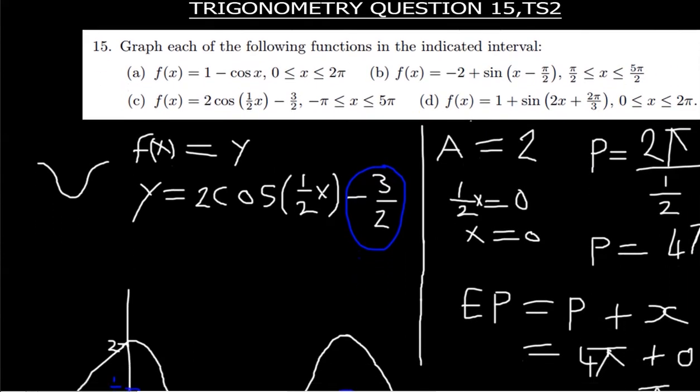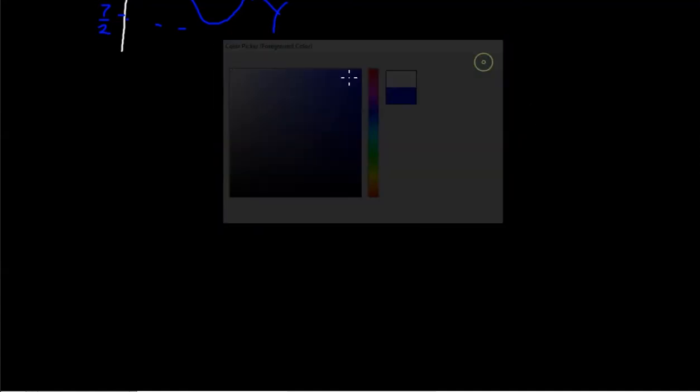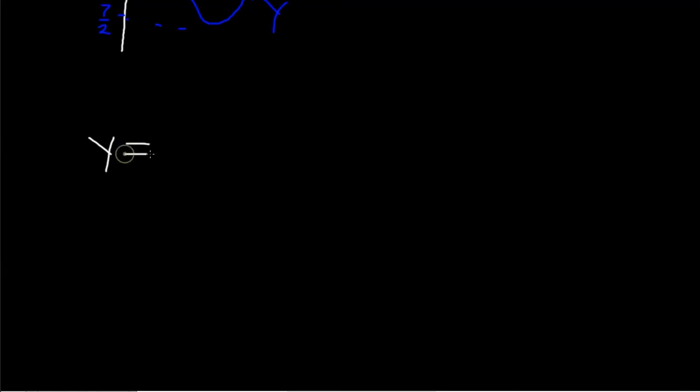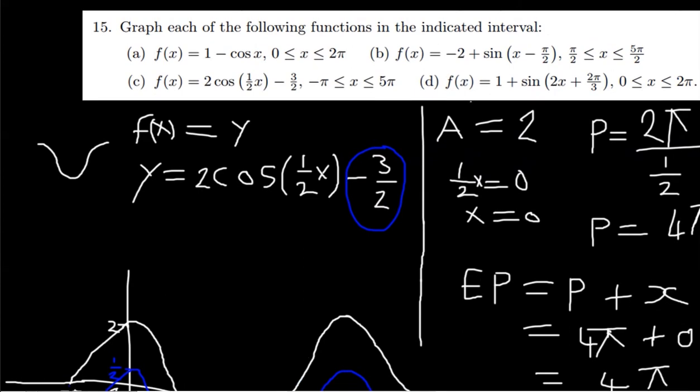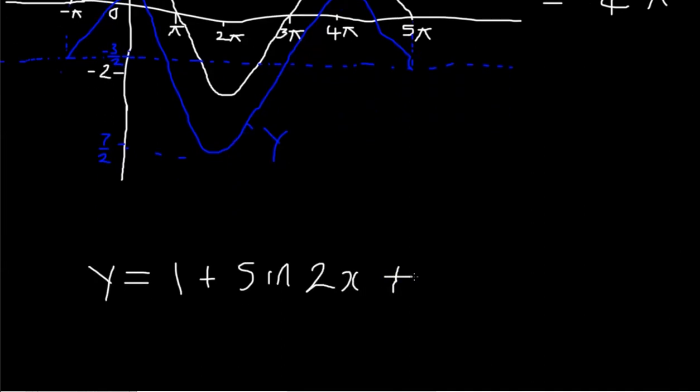The last question is 1 plus sine 2x. So of course I've said I'm going to be using y, so I'll write y is equal to 1 plus sine 2x, then plus 2 over 3 pi. So this is our question. So this is D.